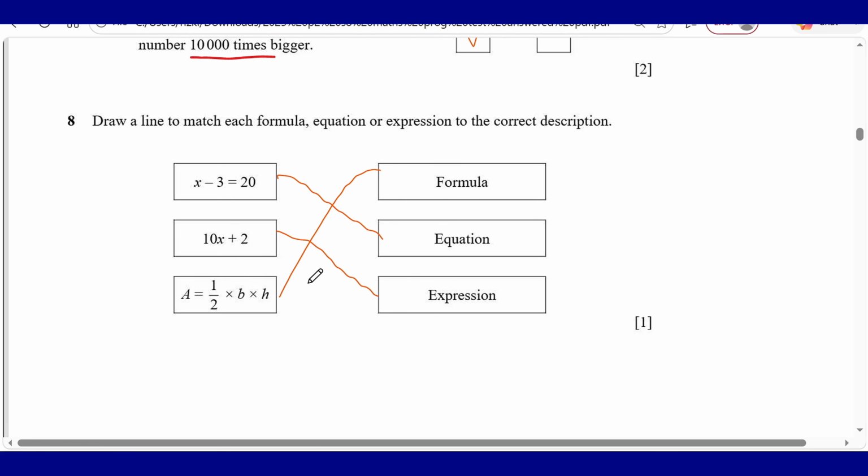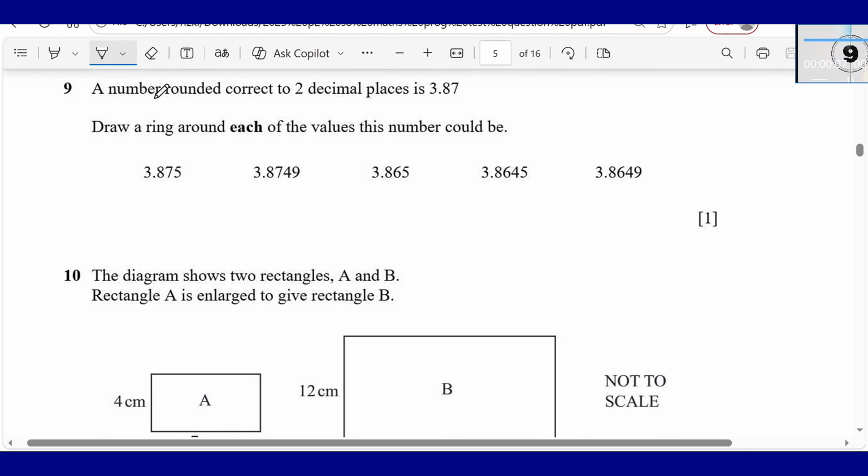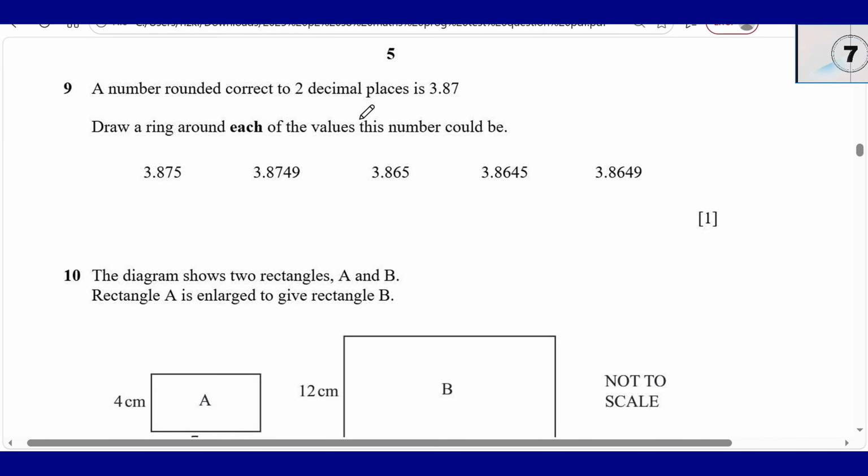Let's move on. Guys, we are now in question 9. A number rounded correctly to 2 dp is 3.87. Draw a ring around each of the values this number could be. When the timer returns to 0, we have 1, 2, 3, 4, 5 choices. We'll reveal the answer, guys.